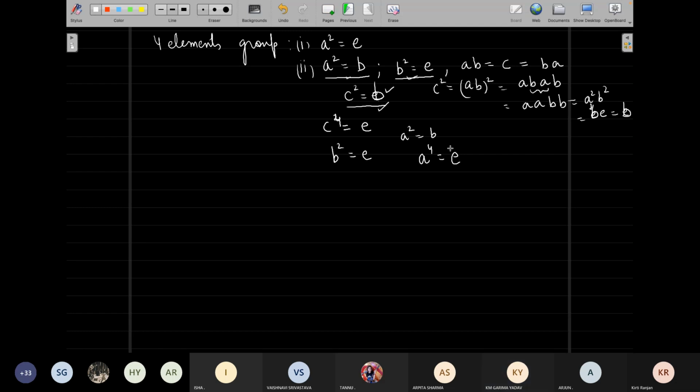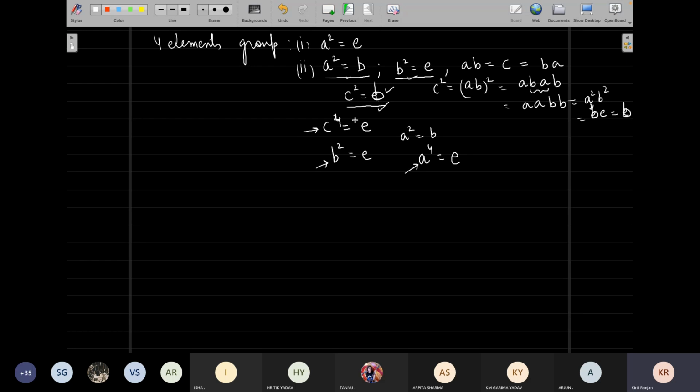Order 4. Sir, fourth order for C and A. So for C and A, you have fourth order, and for B, it's 2. Two for B or 4? The order is clear from this, right? For B, it is 2. For A, it is 4. For C, it is 4.